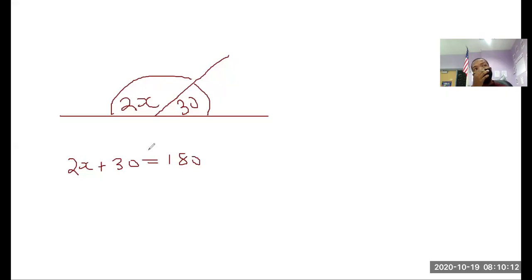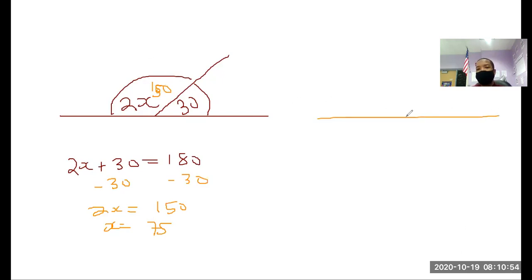So then, if I have my equation, all I got to do is find what x is. All right, so for here, minus 30 on both sides. So 2x is equal to 150. I divided by 2, so x is equal to 75. Now if I want to find what this angle is up here, I just put 75 where x is. So this angle right here is 150. And it makes sense because they both add up to be 180 and they are supplementary angles.